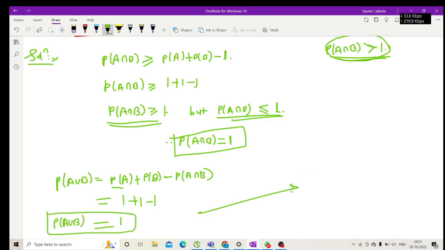So probability of A union B is also equal to 1. This is how we can solve this kind of problem. Adding all the problems we have solved, this particular chapter, the theory of probability, chapter 3, is covered now.